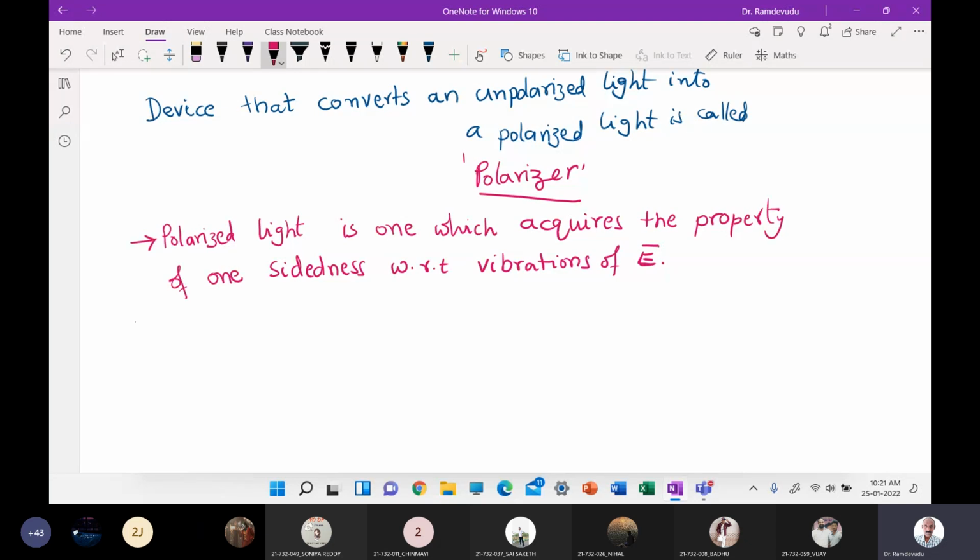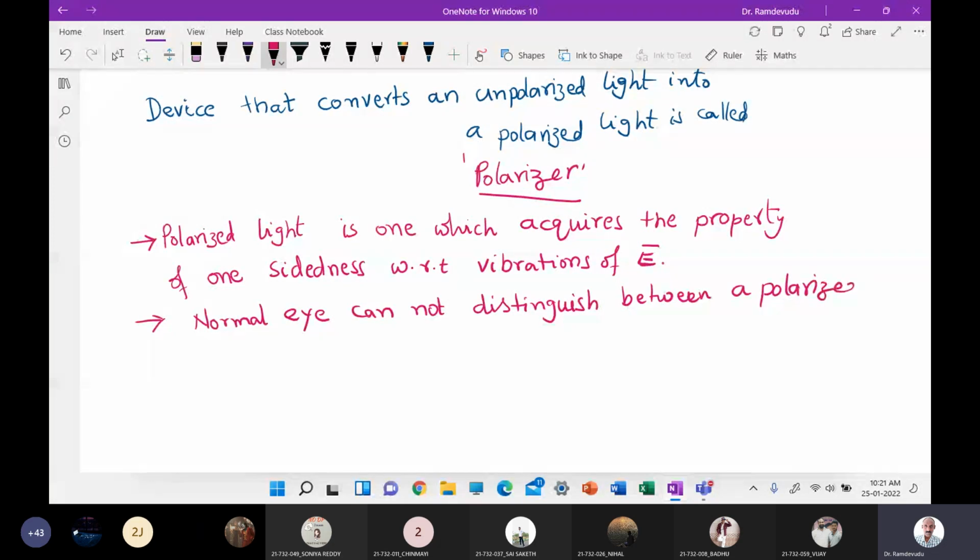Another important thing is that the normal eye, unless you have a polarized glass with your eyes, cannot recognize or distinguish between polarized and unpolarized lights.